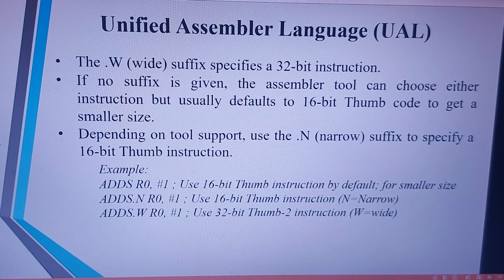Next instruction, ADD.N R0, #1. This is explicitly mentioned as a 16-bit operation. And the next instruction is suffixed with .w, and it implies that it is a 32-bit instruction. So if we don't mention anything, the assembler will choose 16-bit operation. If we mention .n as a suffix, it implies that it is a 16-bit instruction. If the suffix is .w, then it implies that this is a 32-bit instruction.